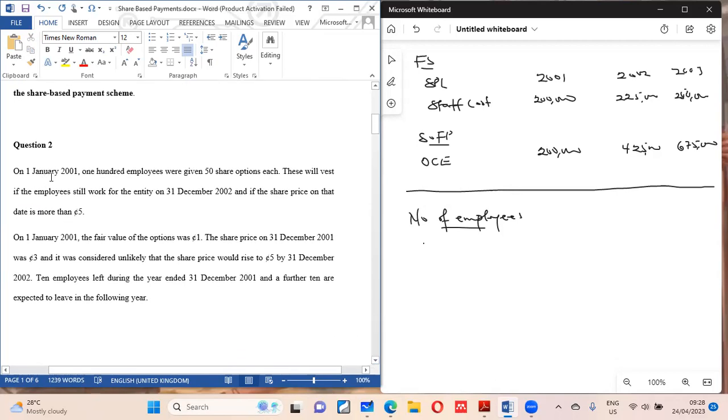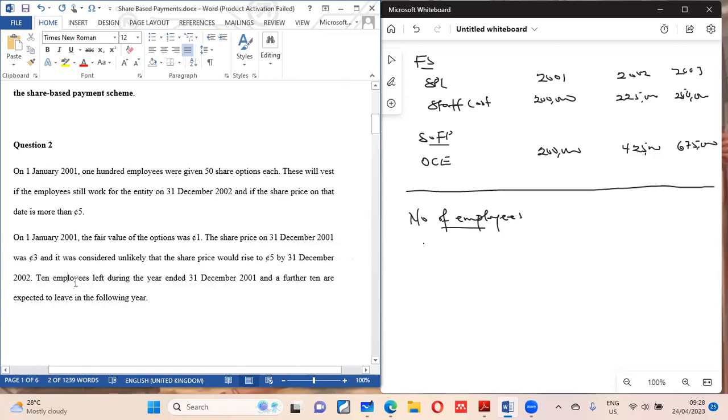So over here, it's simple. It says that 10 people left during the year ended 2021, and a further 10 is expected to leave. A further 10. So it means that you need to take this 10 aside and do another 10, a further 10.